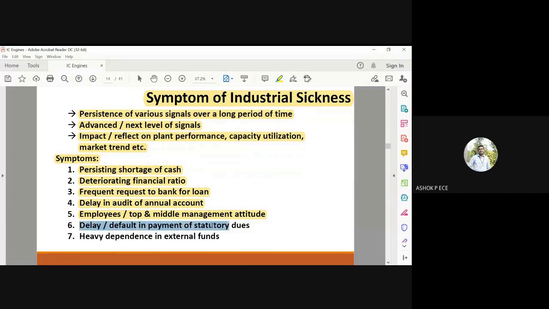Delay or default in payment of state duties. You are not able to pay all the state level taxes, so there is going to be delay or default. And heavy dependence on external funds. You don't have internal funds, so you are heavily dependent on funds from financial institutions or banks, or you go to agents and get loans at a higher interest rate. So these are the symptoms which will clearly tell you that industrial sickness has gripped your unit.